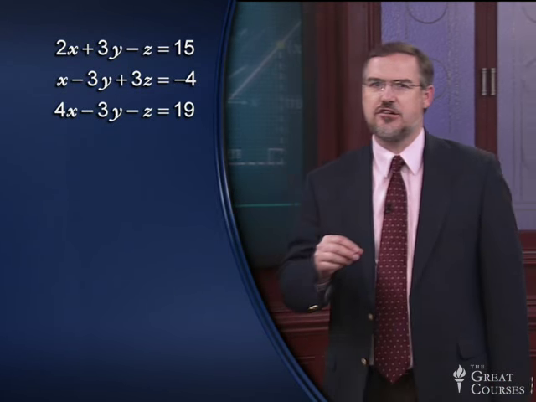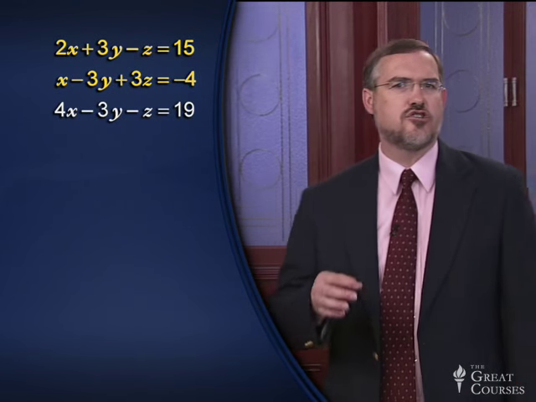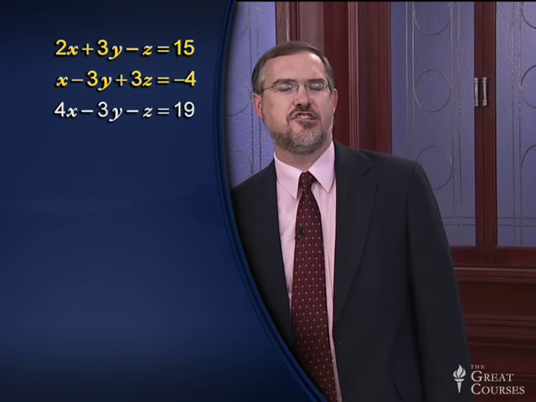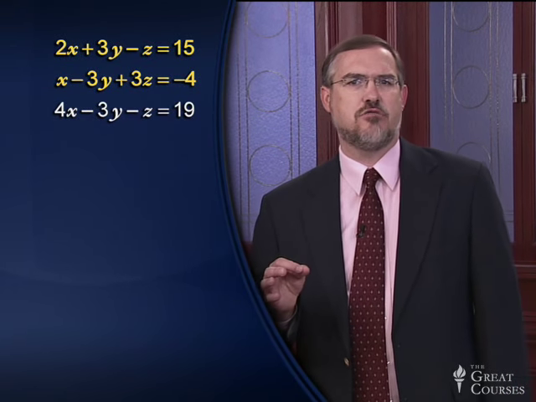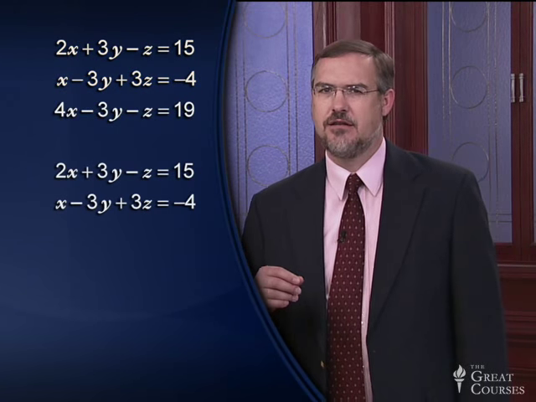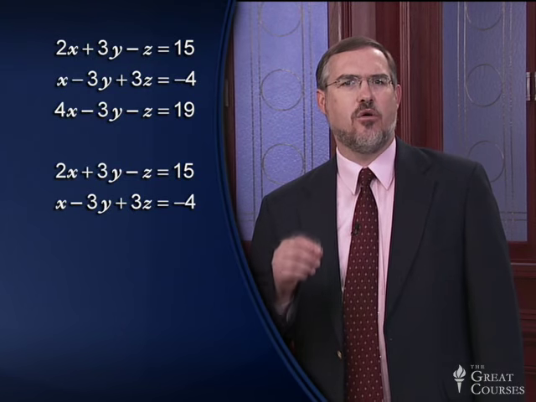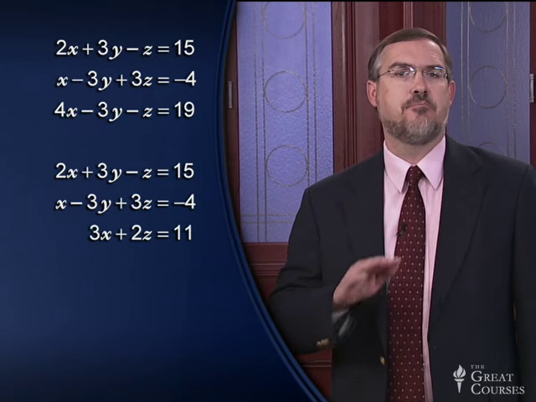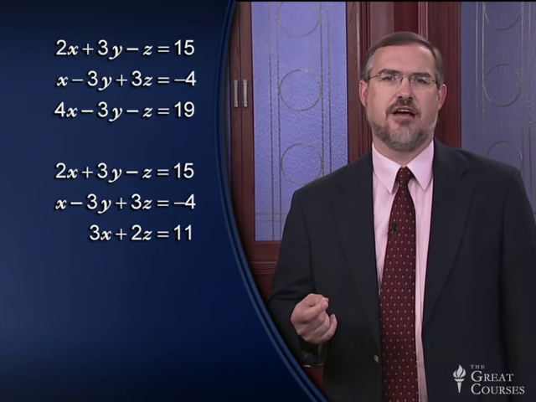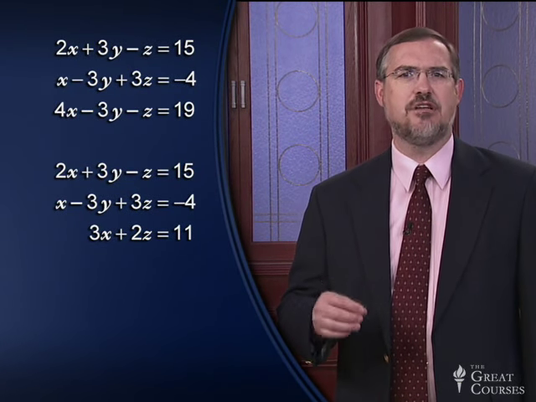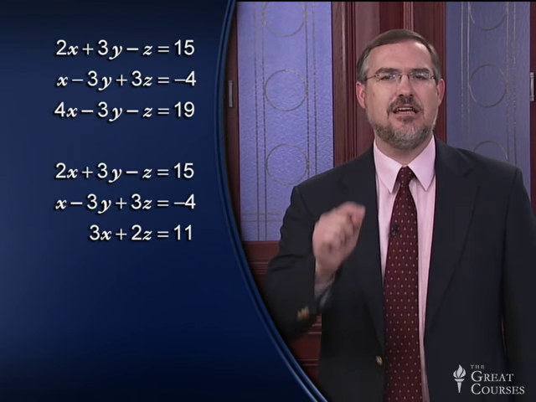First, I want us to focus our attention on the first and second equations. So let me remind you, those are 2x plus 3y minus z equals 15, and x minus 3y plus 3z equals negative 4. Now, watch what happens when you add those two equations together. You're going to get 3x plus 0y plus 2z equals 11. The important thing that just happened is that the variable y was eliminated, and that's exactly what I wanted to have happen.